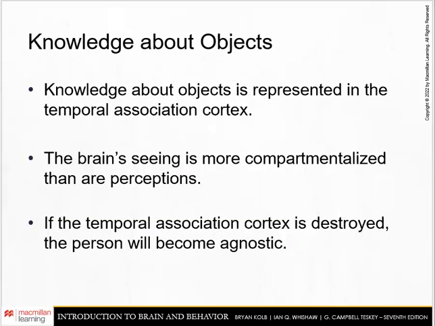As far as knowledge about objects, knowledge about objects is represented in the temporal association cortex. The brain's seeing is more compartmentalized than our perceptions. So if the temporal association cortex is destroyed, then a person will become agnostic. Compartmentalization is revealed in people with damage to various regions of the occipital cortex, many of whom lose one particular aspect of visual perception, which is part of what makes vision unique in its compartmentalization.